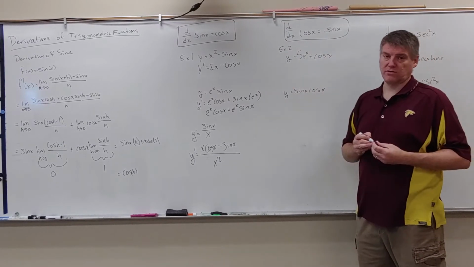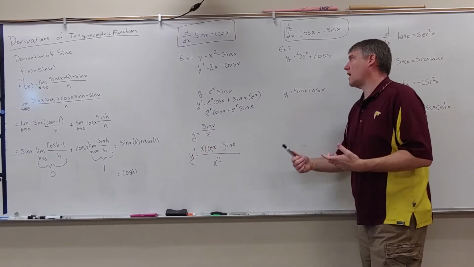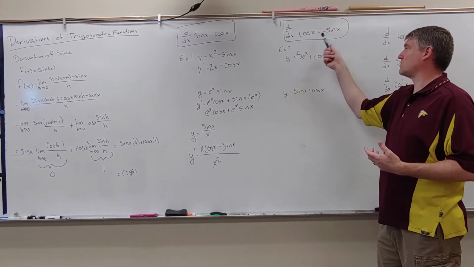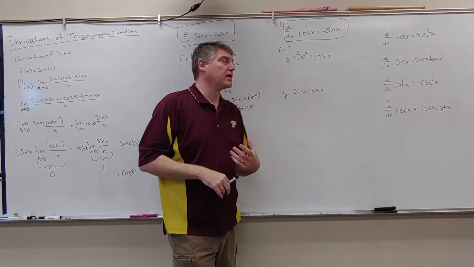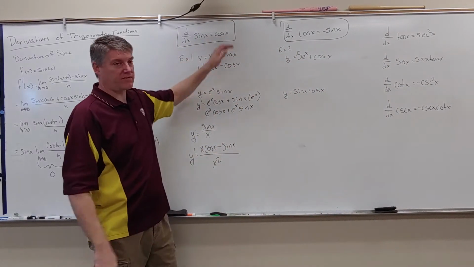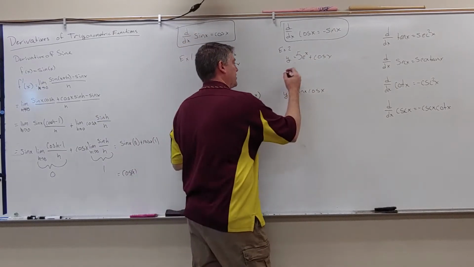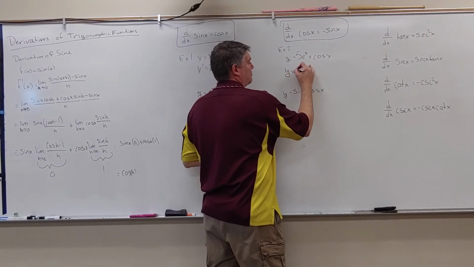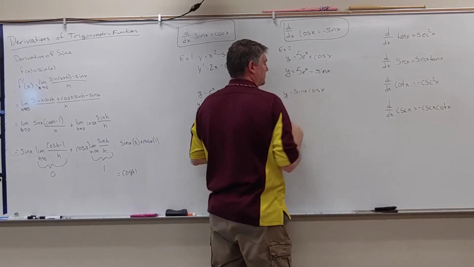The derivative of cosine. We could go through this whole process again for cosine. Just understand that the derivative of cosine is going to give me negative sine, okay? So that's important to understand. Derivative of sine is positive cosine. Derivative of cosine is negative sine. So here's my first one. I'm going to take the derivative here. That gives me 5 e to the x minus sine x.